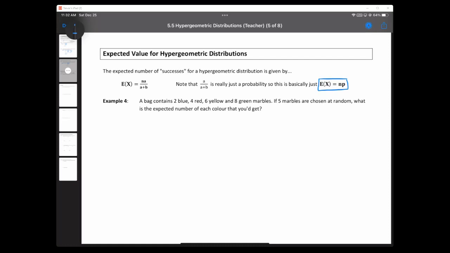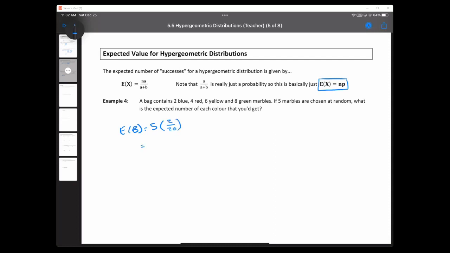So the expected number of blue marbles should be equal to the number of trials, we're drawing 5 marbles, times the probability of getting a blue marble. The blue marble, there's 2 of them, and there's 20 marbles in total.